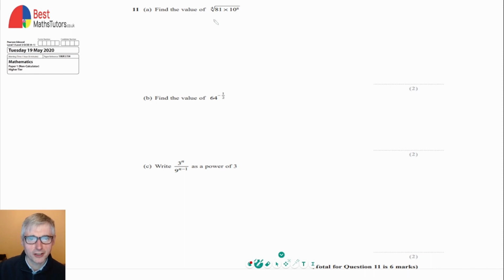You can write that using indices, so the fourth root of something can be written as x to the quarter. The bottom number represents which root I've got. So I can put a bracket around the 81 times 10 to the 8 and put a power of a quarter on it. That's equivalent to the line above. Then I can get the quarter to operate on each part separately.